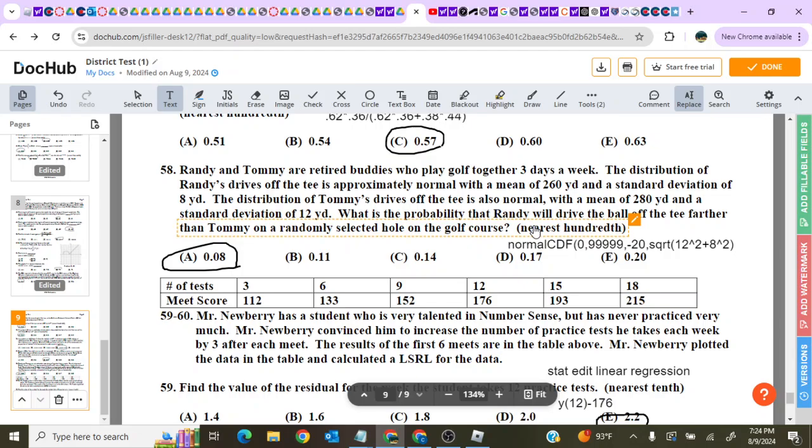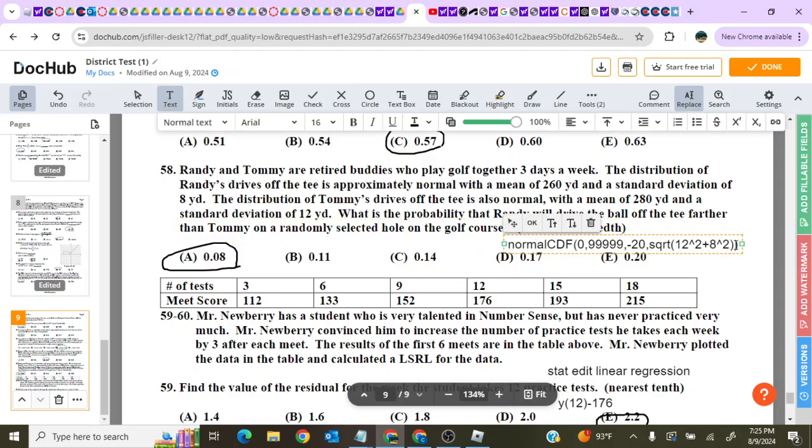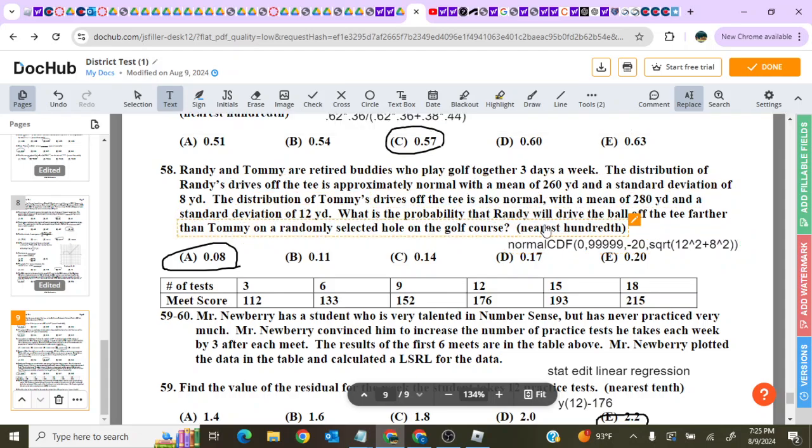That's how that is calculated. So the standard deviation of the differences between their drives is equal to the square root of 12 squared for Tommy plus 8 squared for Randy. That will be your standard deviation, and you'll get a value of 0.08 as your probability.